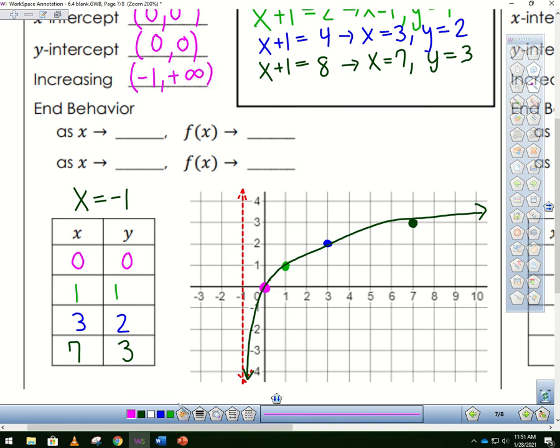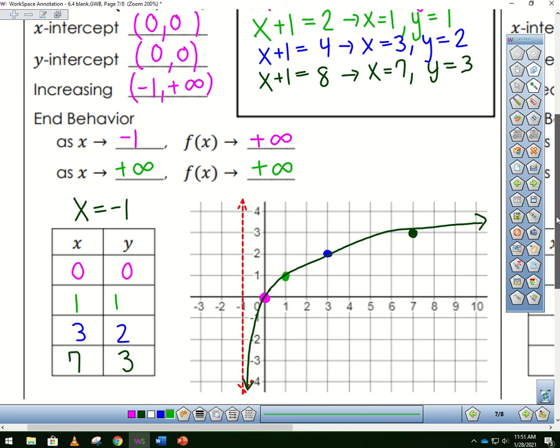And now we'll look at its end behavior. As my x values go to negative 1, because my x values start at negative 1, what happens to my function as they approach negative 1? Is it going down or up? Down. And as my x goes to the positive infinity direction, this way, what happens to the function itself? Is this function going up or down over here? Up. Positive infinity. So that is how you graph a logarithmic function.